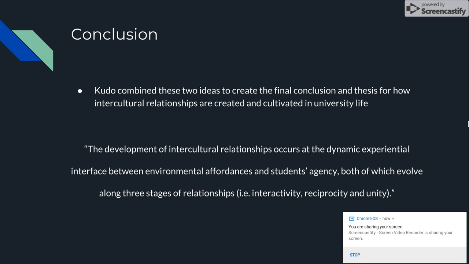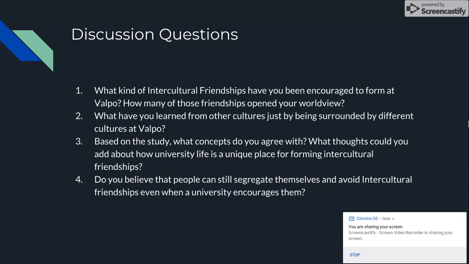And then through professors putting us in groups, through Greek life, having us join together with these people from other cultures, we start the first stage of this 3-stage relationship. And then hopefully from there we can cultivate these. But it's the environmental allowances and the student agencies that are particular to university life that really help to draw this out, because our guidance counselors, our professors, anybody on campus is really encouraging this melting pot of cultures on a campus.